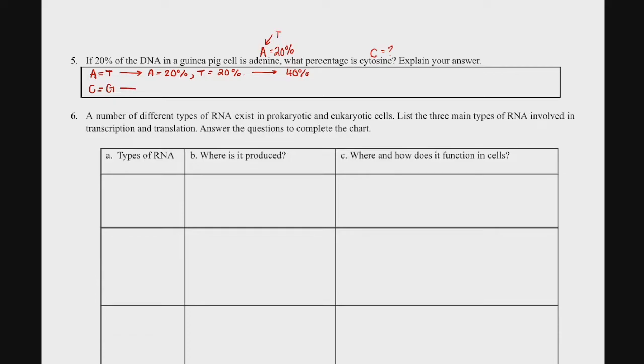So therefore, we know that C and G are equal to 60%, because 100% minus 40 is equal to 60. Therefore, this divided by 2 is what C and G both account for. Therefore, cytosine is equal to 30%.